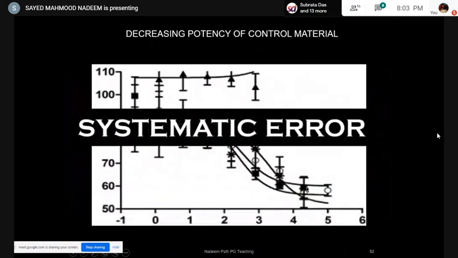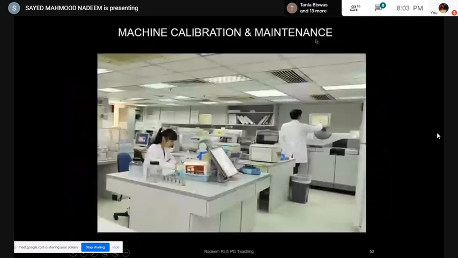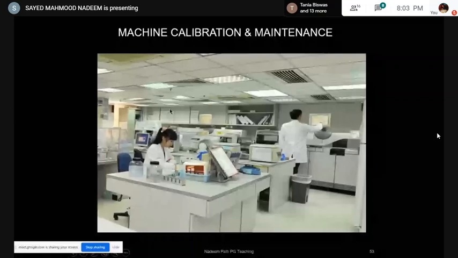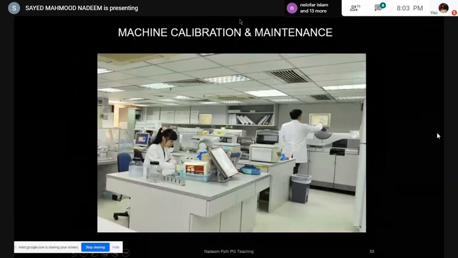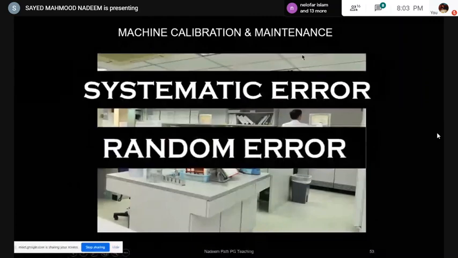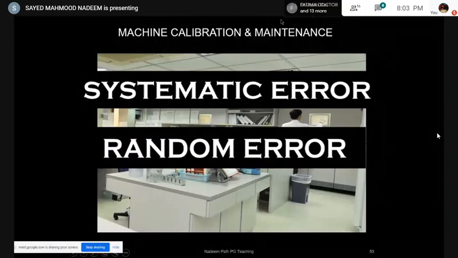Machine calibration and maintenance. You need to calibrate your machine frequently and do good maintenance of your machine. If you have improper calibration, there is a high likelihood of systematic errors. And if your machine maintenance is not good, then you are likely to have random errors. If you're getting random errors very frequently, your machine maintenance is not good, its pump is not functioning properly, or its suction material is not doing well. But if you're having systematic errors, which is either a trend or a shift, look at the calibration of your machines. It needs to be sorted out.